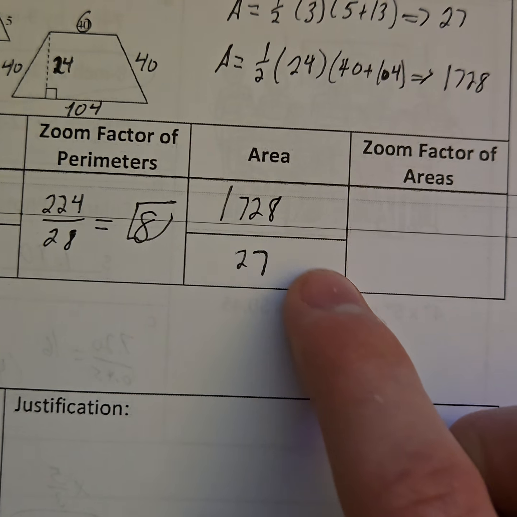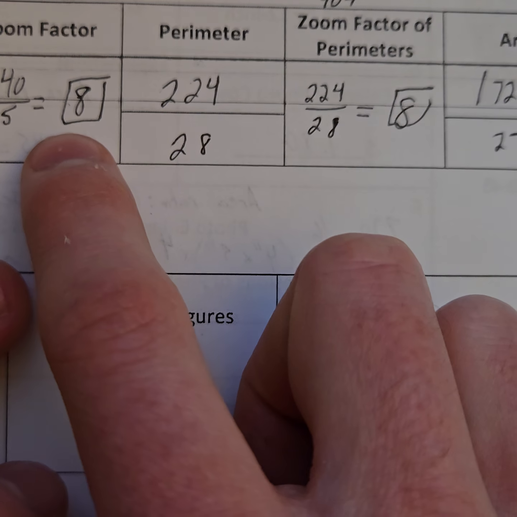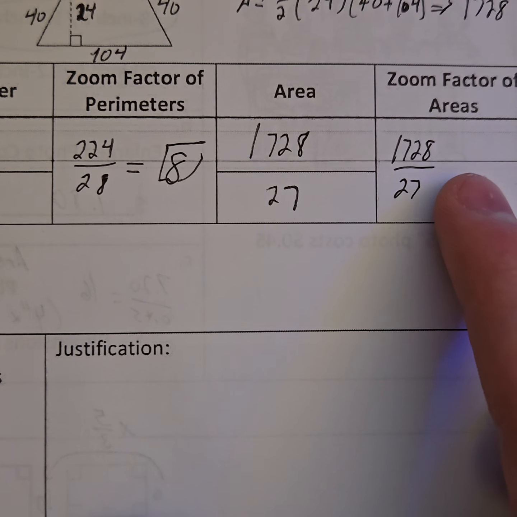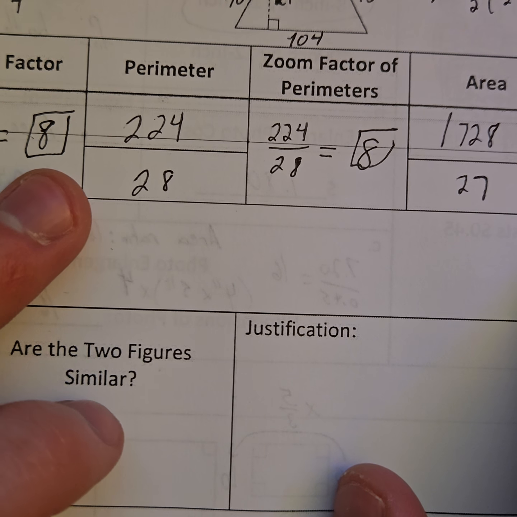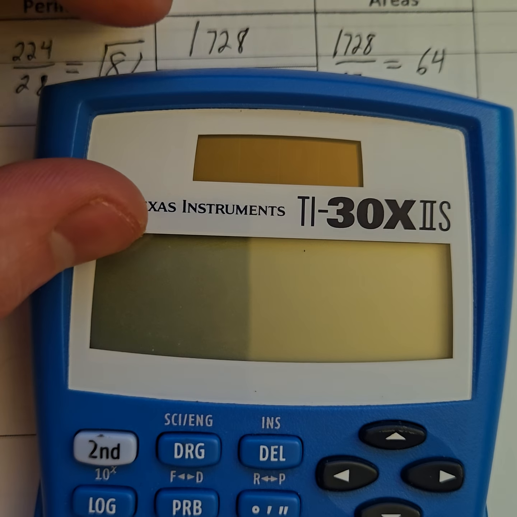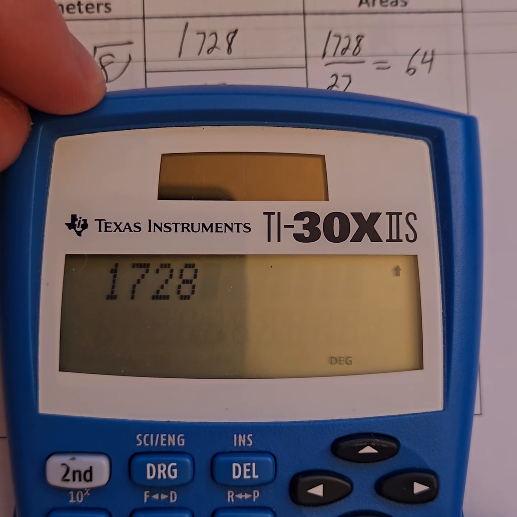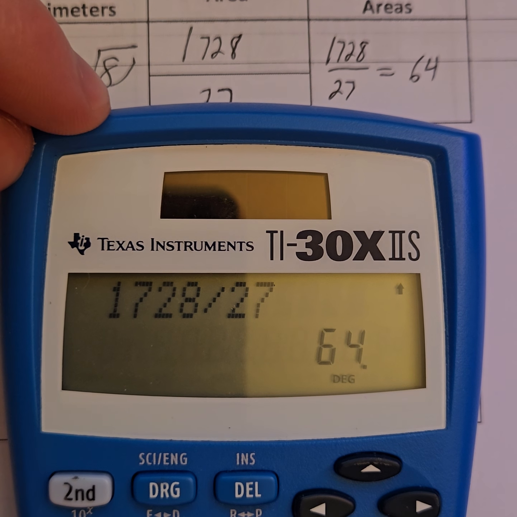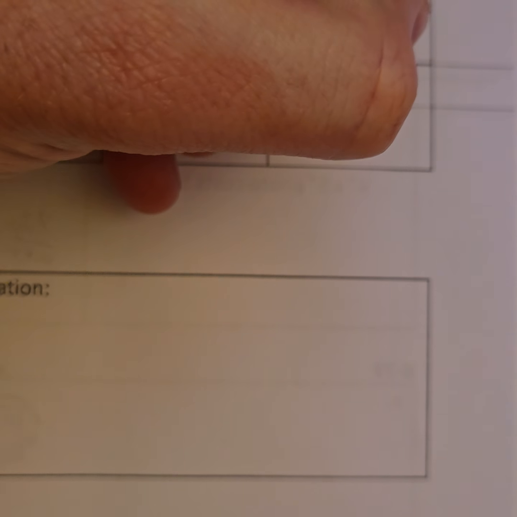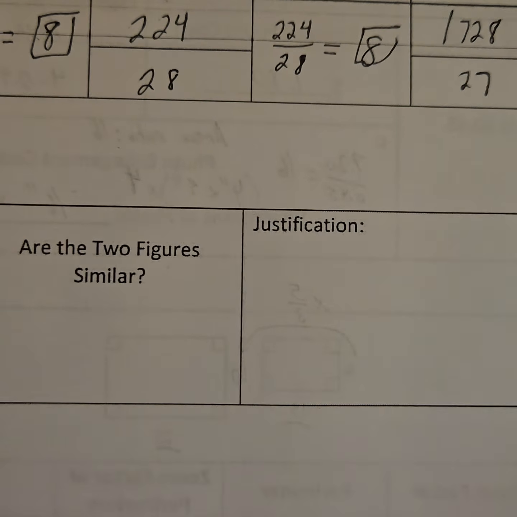Okay, now if you divide these numbers, if you take a guess, think about your scale factor. What should your area ratio be? Should be your scale factor squared. So it should be 64. Let's double check and make sure that works. So 1,728 divided by 27. And that gives us 64. So it's all working out. Okay, so it works out. We get 64. All right.